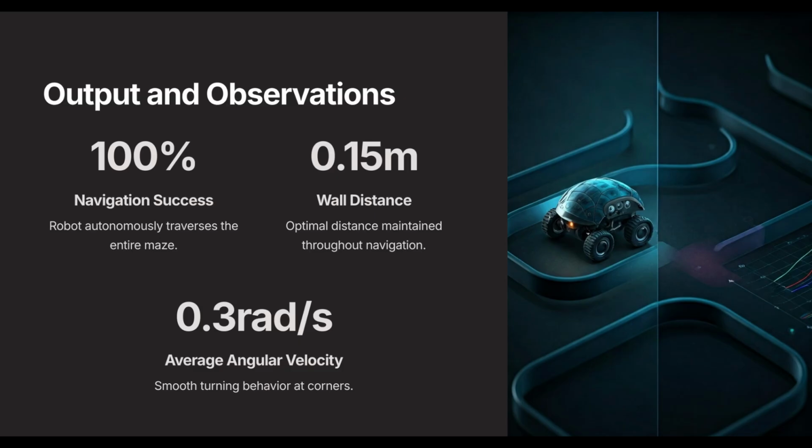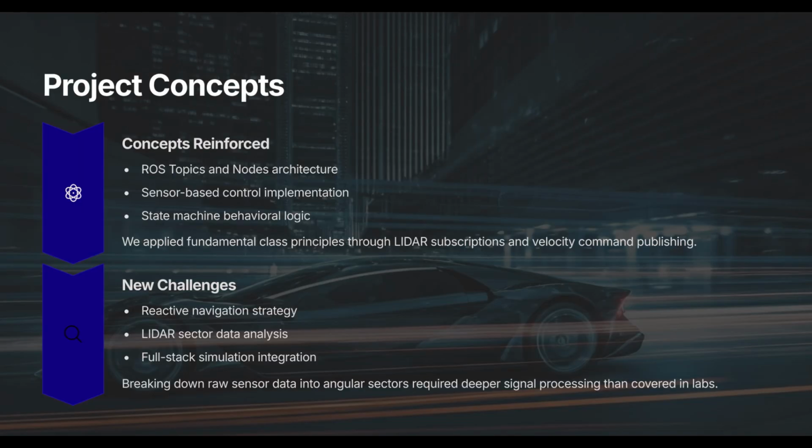We achieved 100% maze traversal without getting stuck. The robot consistently maintained a wall distance of about 0.15 meters and showed smooth cornering with an average angular velocity of around 0.3 radians per second. Visually, the robot's navigation was stable and consistent across multiple runs.